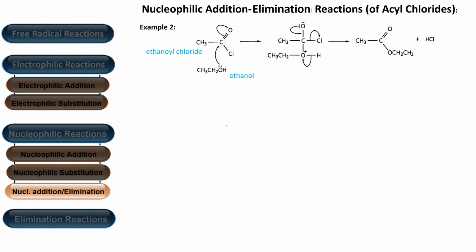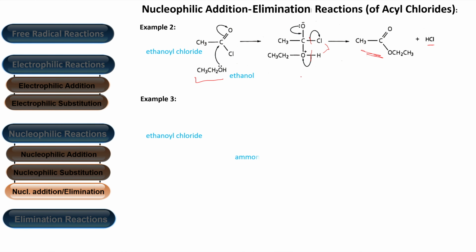So again, we have ethanoyl chloride, but this time our nucleophile is ethanol. So the rest of the reaction mechanism will be the same. So the oxygen carrying a pair of electrons will make a bond with the carbon. Chlorine is removed here, the hydrogen is removed here, and then chlorine and hydrogen combine to make HCl, while the double bond between carbon and oxygen is restored again. So this is what we get at the end.